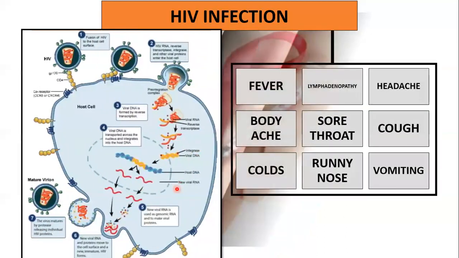So once you have an HIV infection, we would be presenting the acute HIV infection symptoms. These are very non-specific and they are flu-like symptoms. These include fever, lymphadenopathy, headache, body ache, sore throat, cough and colds, runny nose, and even vomiting. And also, if there are suspicious rashes, you could also consider HIV infection.